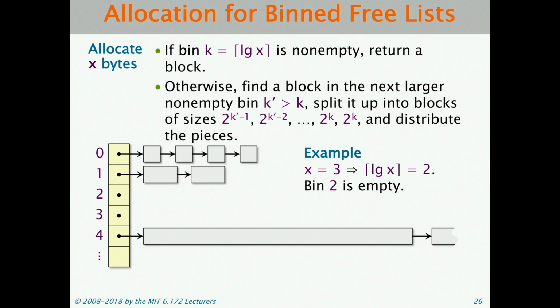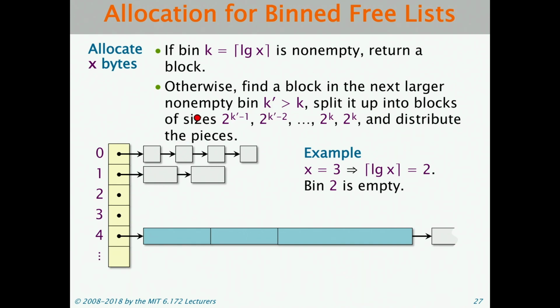So for this example, let's say I wanted to allocate 3 bytes. The ceiling of log base 2 of x is 2. So I go to bin 2. But bin 2 is empty. So I need to look for the next bin that's not empty. And that's going to be bin 4. And I'm going to split up this block into smaller powers of 2.